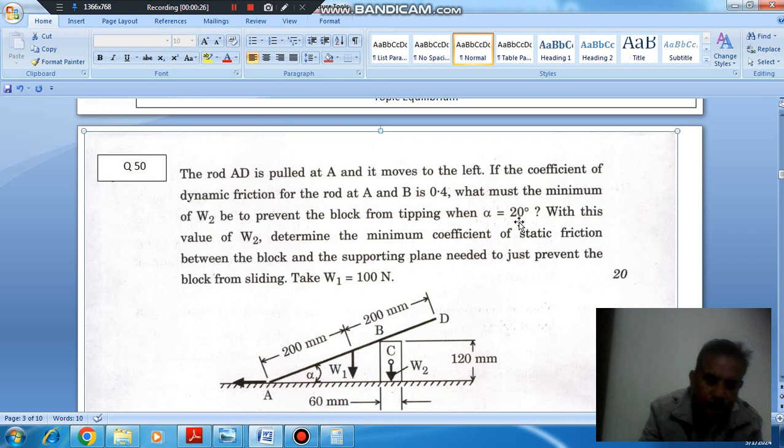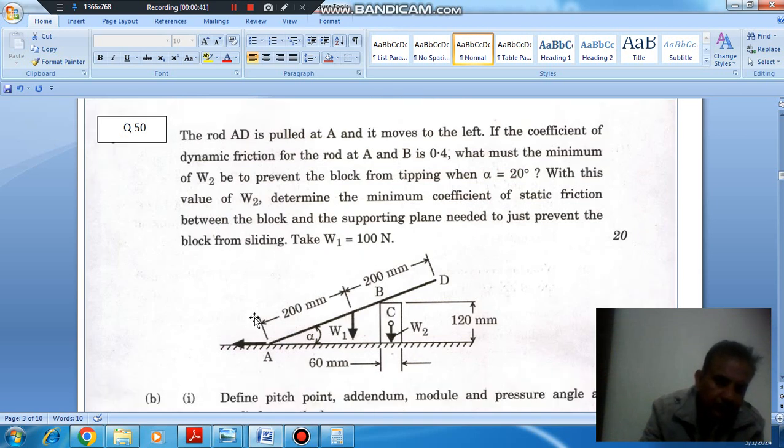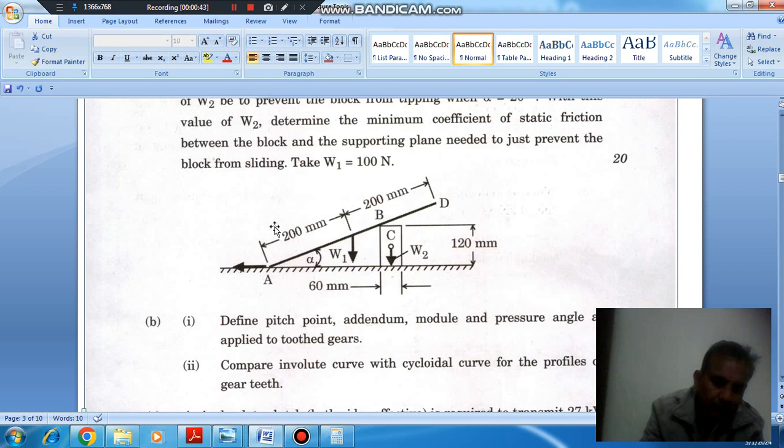When alpha is 20 degrees, with this value of W2, determine the minimum coefficient of static friction between the block and supporting plane needed to just prevent the block from sliding. Take W1 equal to 100 Newton. So this is the system given. This is the rod AB and this is the block having weight W2, and the rod is having weight W1. This is 200 mm, this is 200 mm, this is alpha, this is 120, this is 60 mm.